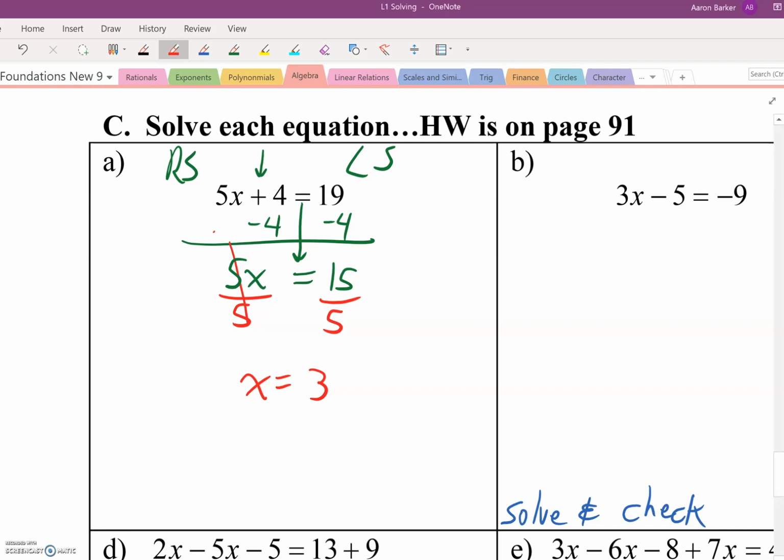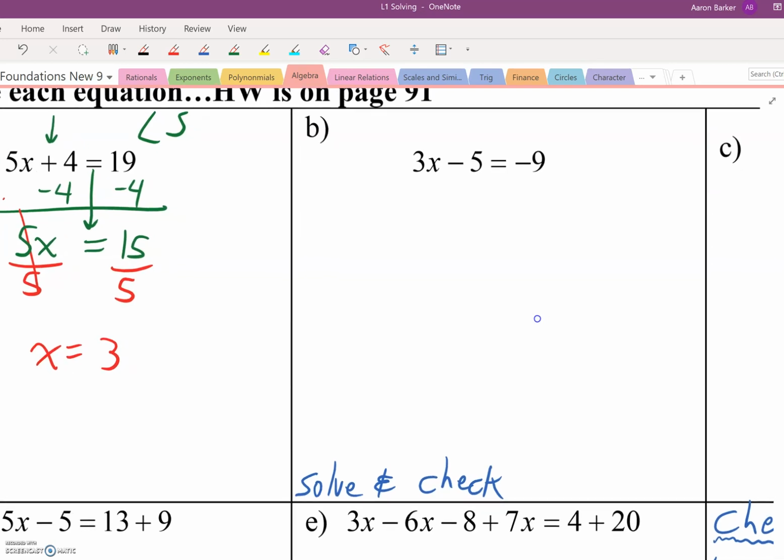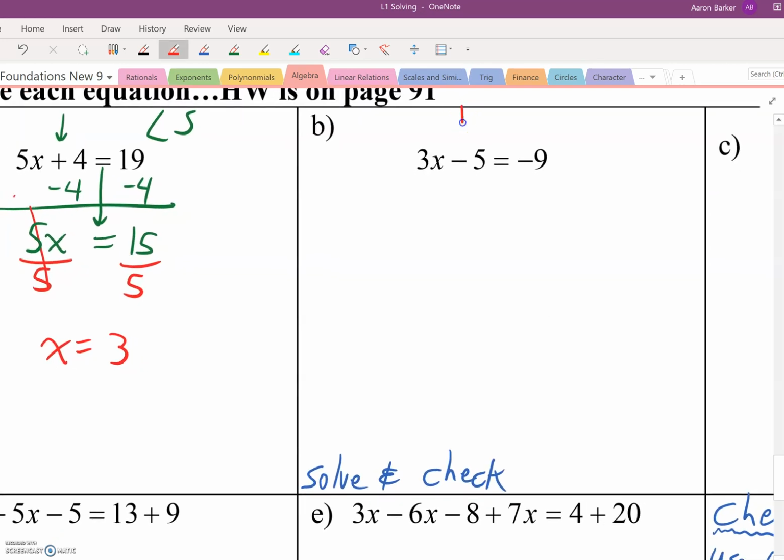Okay. Next question. Next question is 3x minus 5 equals negative 9. So what's the opposite of minus 5? Again, if this is an onion, we got to get rid of the outside layer. So don't worry about the 3. The number closest to the letter is always dealt with last. So the opposite of minus 5 is plus 5, both sides. 3x, these guys cancel out.